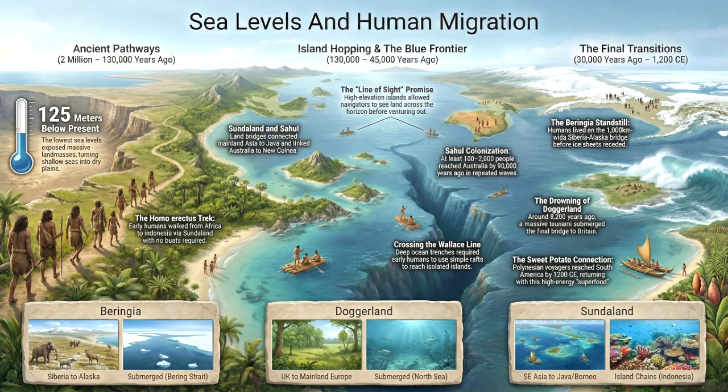Not at all. Because of those towering peaks, the distance between the islands allowed for what we call line-of-sight navigation. If you stand on the shore of one island, you can look across the water and physically see the peak of the next island on the horizon. The promise of land was always visible. You know exactly where you are trying to go. That makes a massive difference in how we picture this.